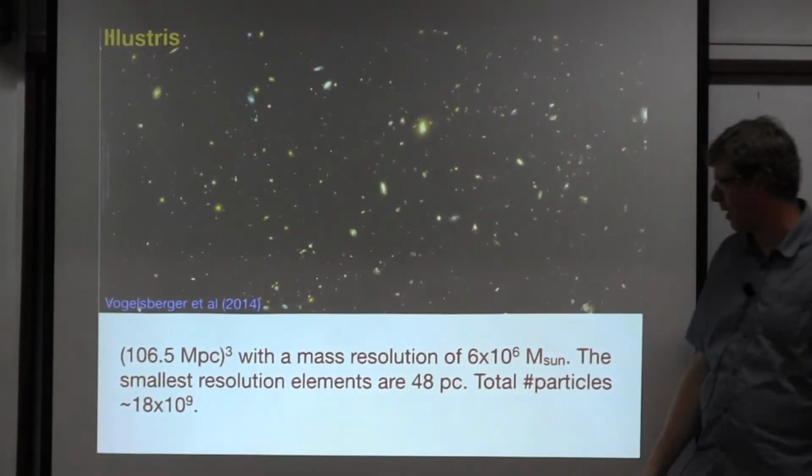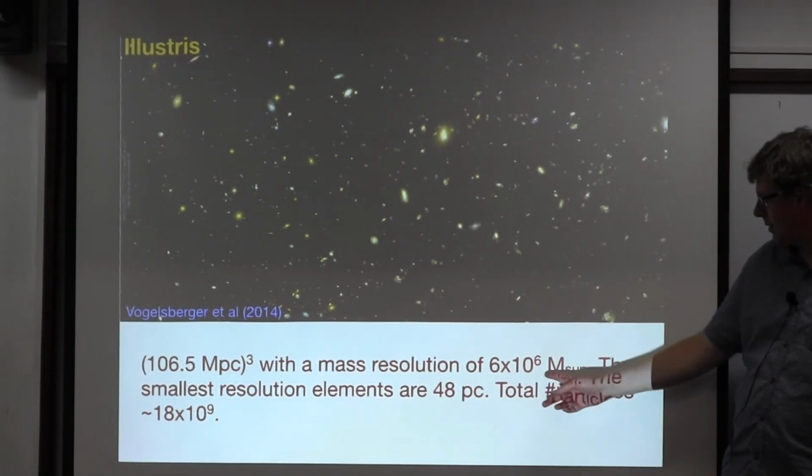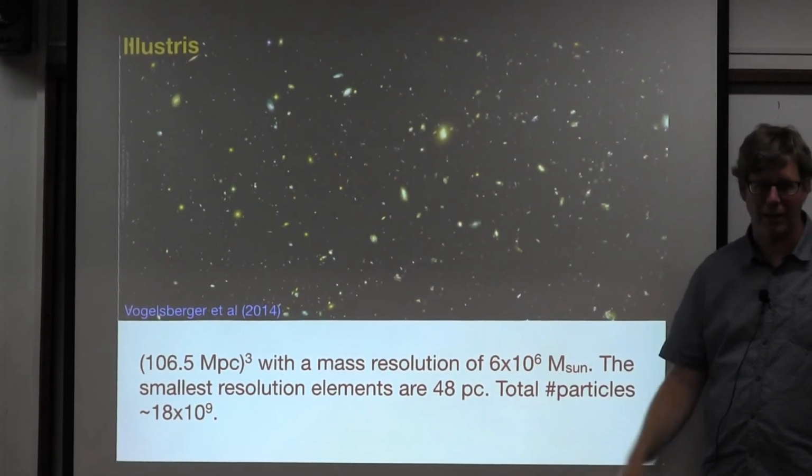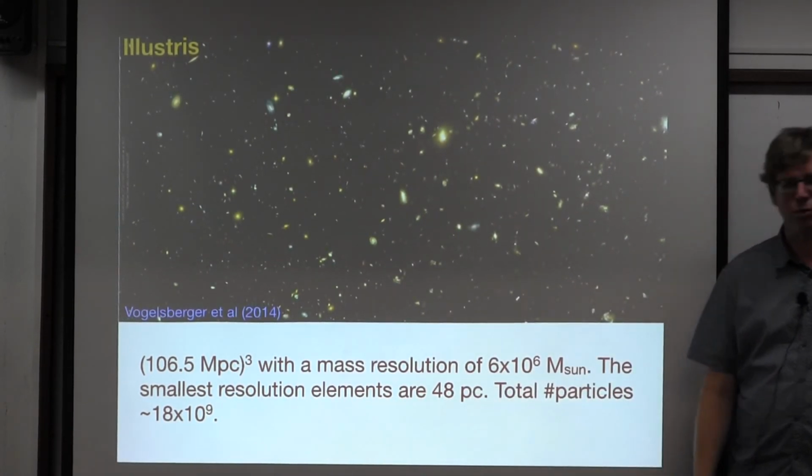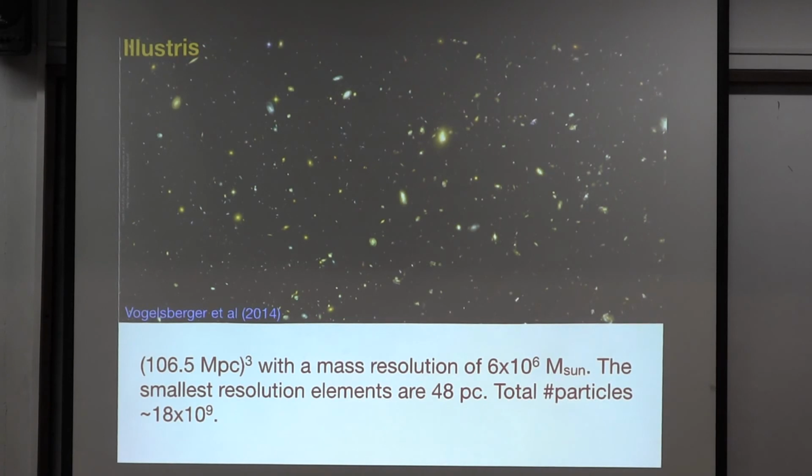It's a big thing. It's many hundred megaparsecs cubed. It has a mass resolution that goes down to 10 to the 6, and can get down to spatial resolutions of 50 parsec. This is a very large dynamical range. From 100 megaparsec to 48 parsec is a long way. So it's quite an impressive simulation, and it has 18 billion particles. These things are big, right? One output file, one time step, is typically of the order of terabytes. So they're big things.